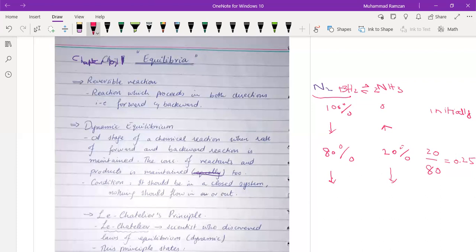So the ratio is maintained, like 1/4, but the concentrations of reactants and product at dynamic equilibrium would keep on changing. Like over here, 80 and 20, in another case the ratio would have some other figures, but again the ratio 0.25 would be the same. So this is Le Chatelier's principle.